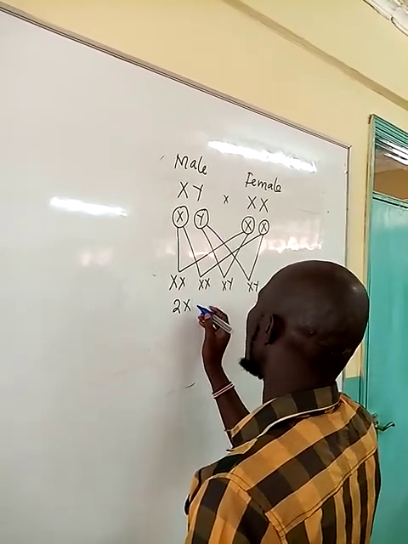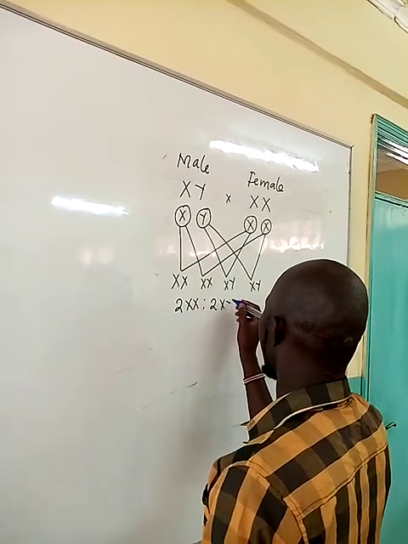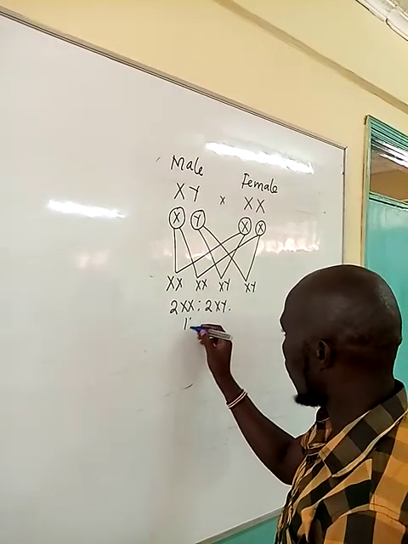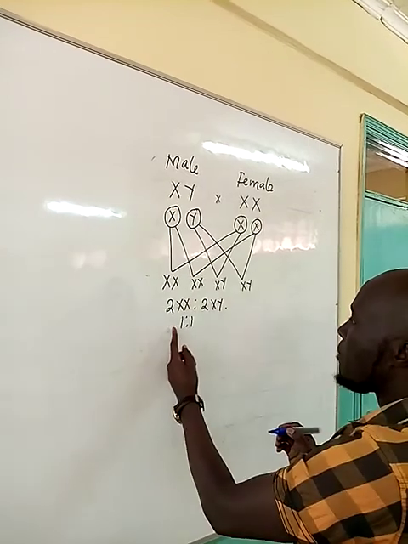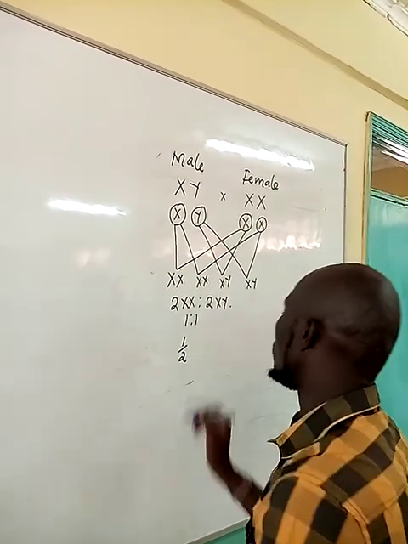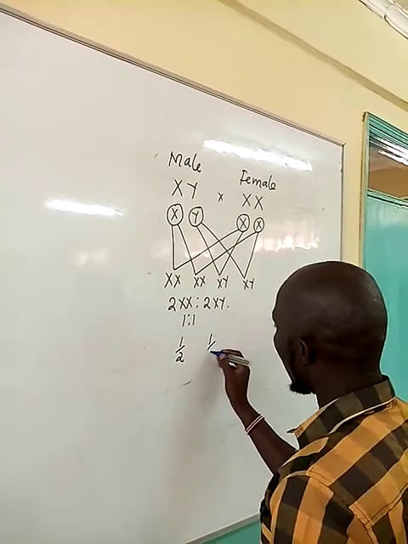We have 2XX to 2XY. When you simplify this ratio, we are going to have 1:1. So the probability of having a female child is 1/2. Probability of having a male child is 1/2.